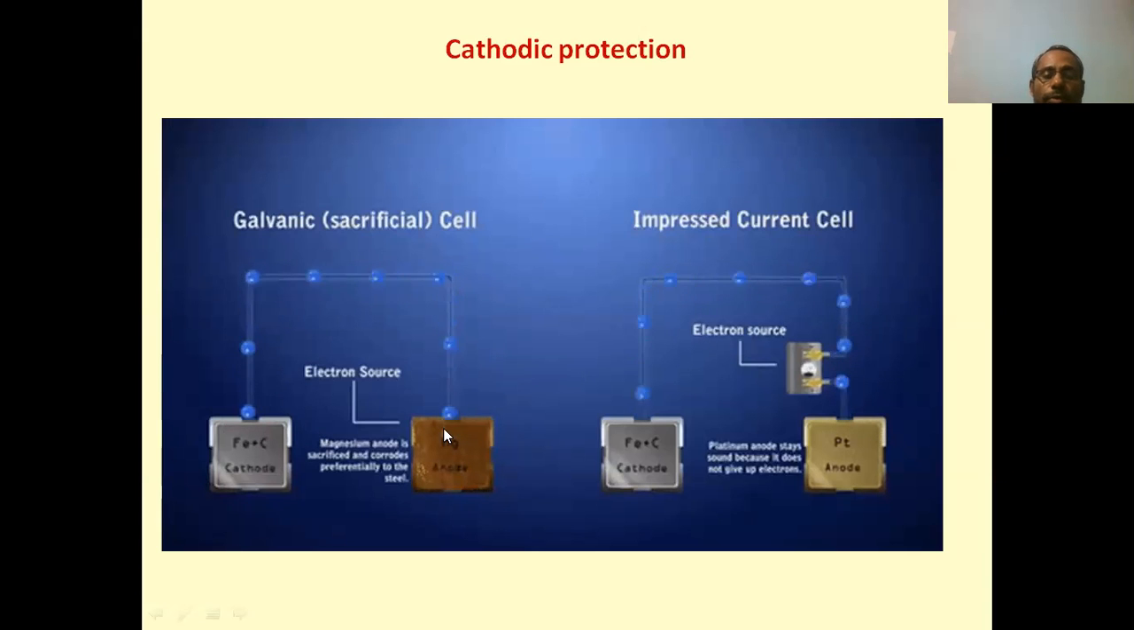This one undergoes corrosion. What is impressed current cathodic protection? This is the metal you need to protect, so it is connected to an anode which is insoluble and more noble in nature. The electron source is being provided from an external DC source here, and now the electrons move from the anode to the cathode, and this metal is protected.